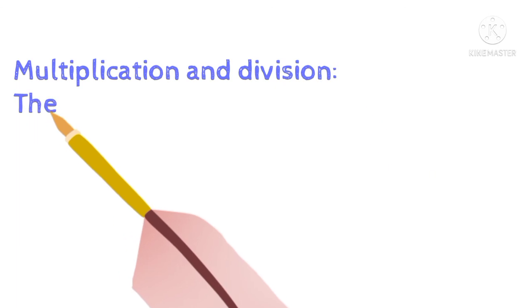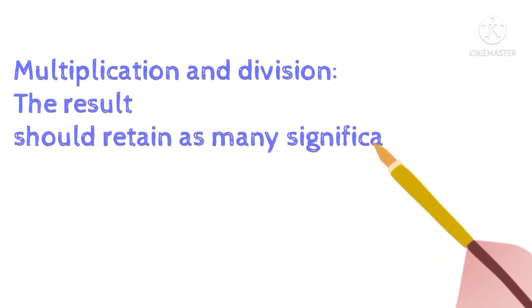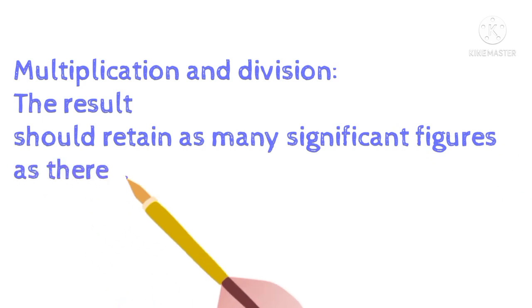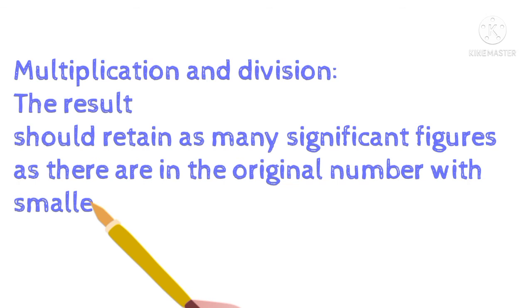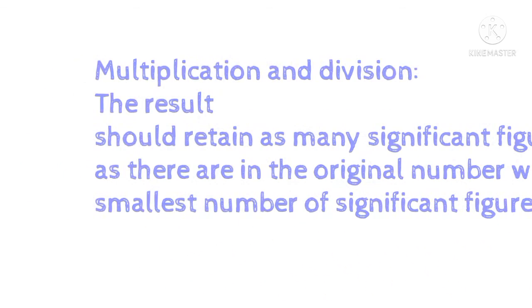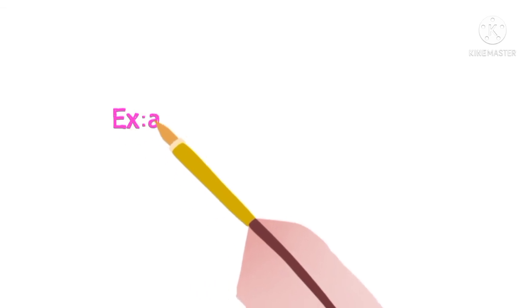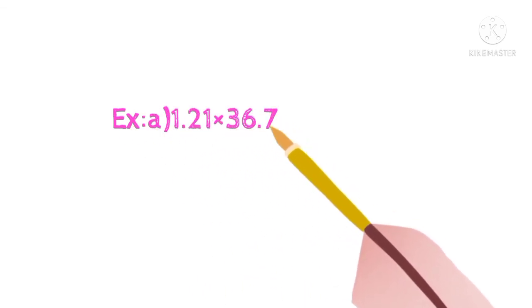Next, multiplication and division. In multiplication and division, the result should be rounded off according to the number of significant figures. Previously, we rounded off according to decimal places. Here, we are rounding it off according to the significant figures. Now, let us see it with an example.